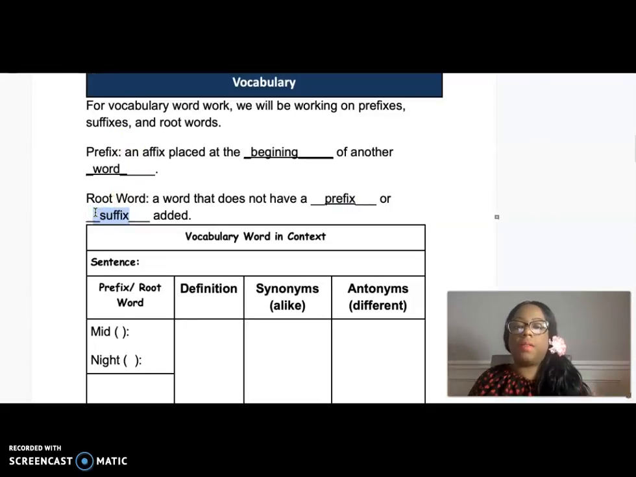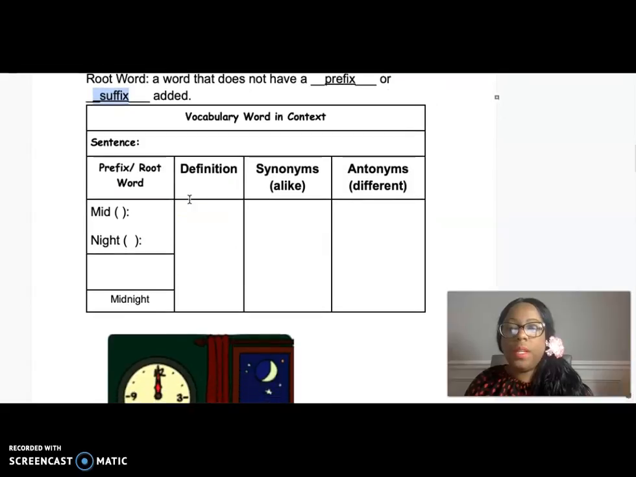Now, when we go down to our graphic organizer, we have to make sure that we keep in mind the rules of prefixes, suffixes, and root words. When we think about those three things, we know that one part has meaning and the other part has meaning as well. Now, when we go down, we have mid. That is our prefix. Next, we have night. That is our root word. When we mix them together, we create the word midnight.